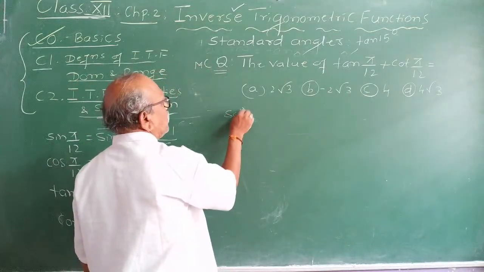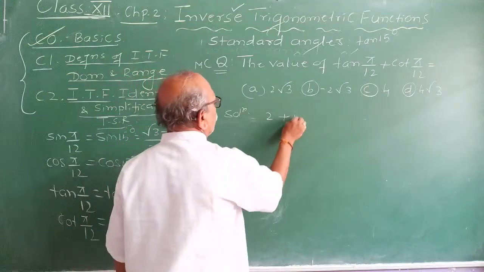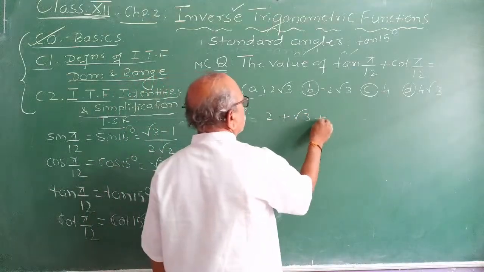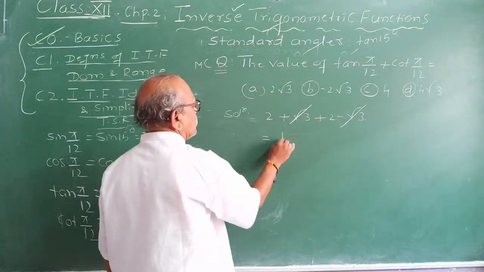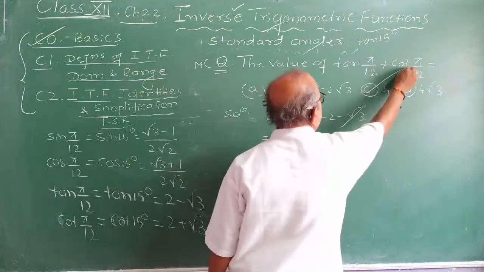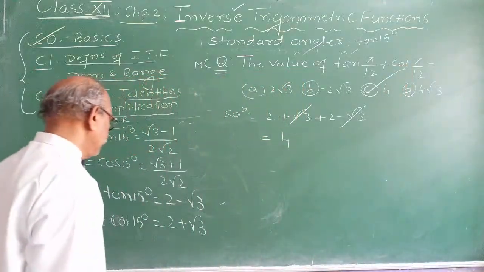Solution. Tan pi by 12 is 2 minus root 3. Cot pi by 12 is 2 plus root 3. Minus root 3 plus root 3 cancels. You will get 4 here. Therefore, correct answer is 4.